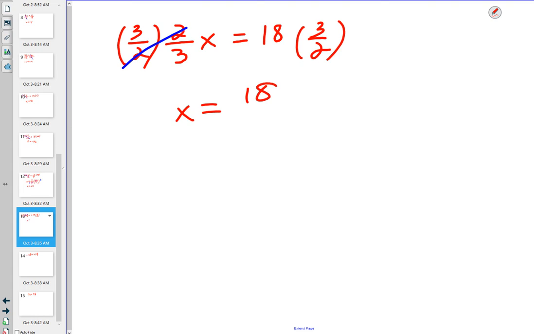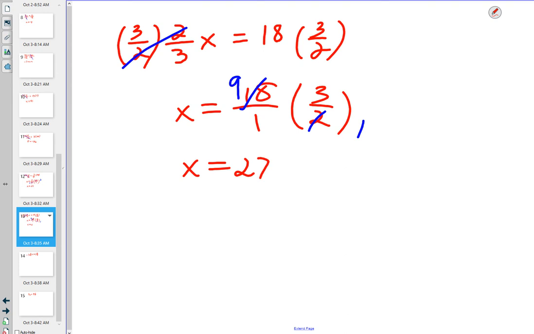You don't have to write it, but if you want to, 18/1 times 3/2. You can do 18 times 3 and then 2 times 1 and then divide. But I like to live dangerously and divide first. Do you see any number on the top that can be divided or reduced by any number on the bottom? Yes, 18 and 2 can both be divided by 2. This becomes a 9. This becomes a 1. So x is equal to 27.